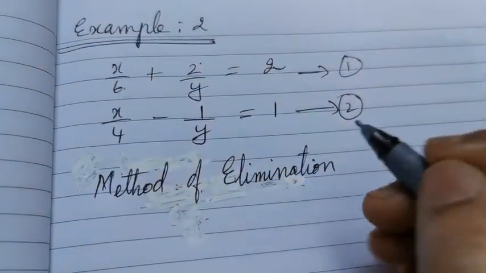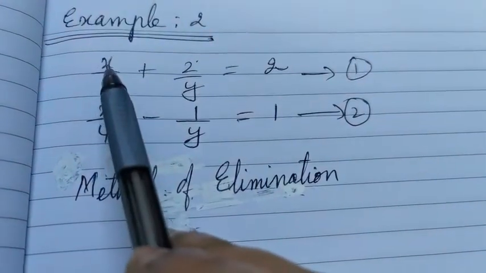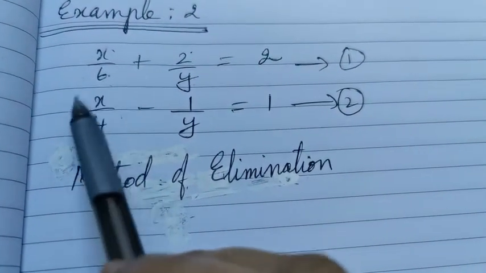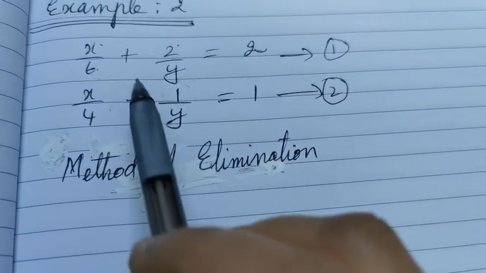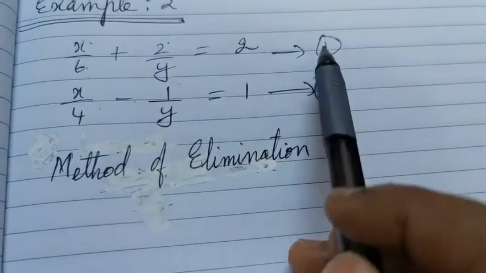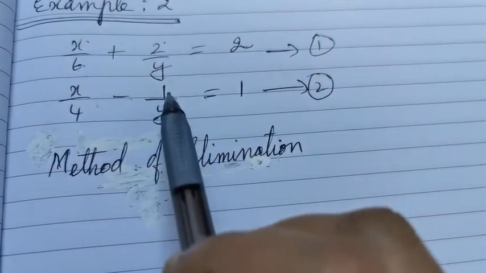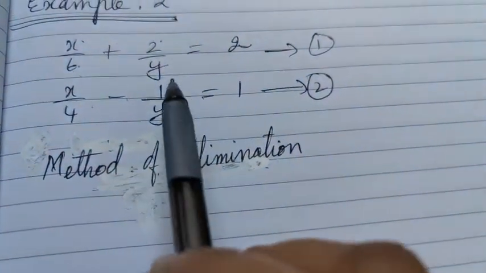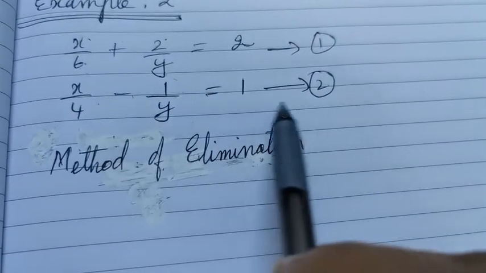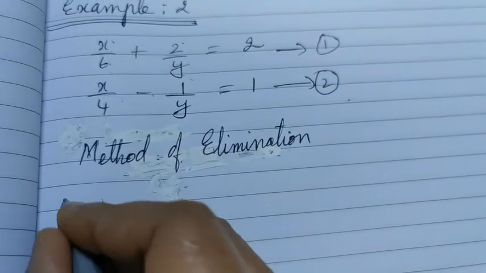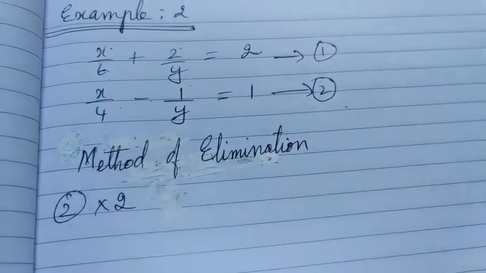Okay, so elimination means we will try to eliminate one variable. Now this is x by 6 and this is x by 4. This is 2 by y and this is minus 1 by y. So plus and minus. So when you add 1 and 2, if you had a 2 here instead of 1, you could have cancelled this. So how will you make this as 2? We will have to multiply this entire equation 2 with 2.